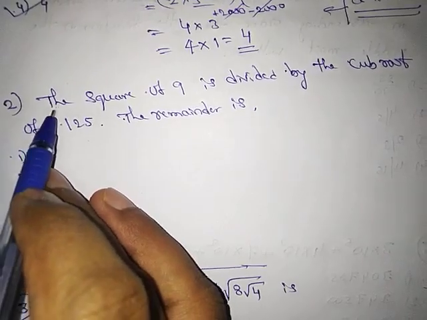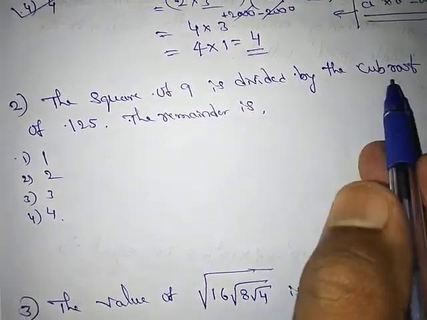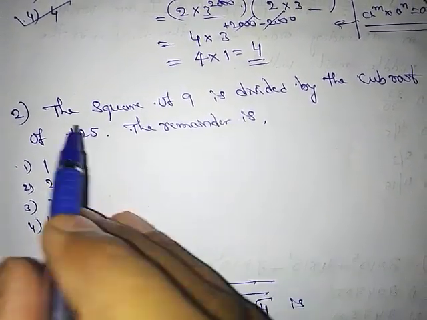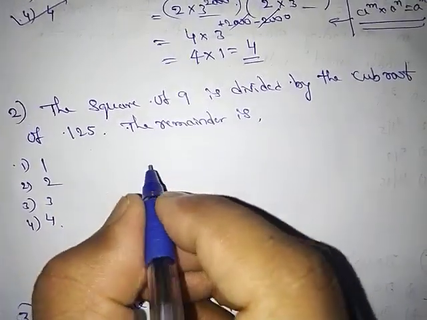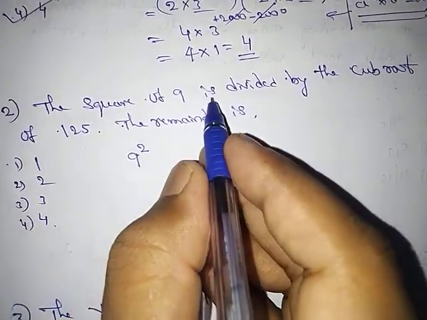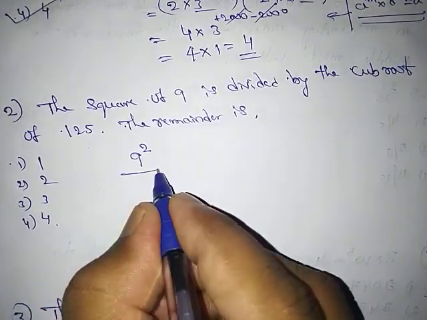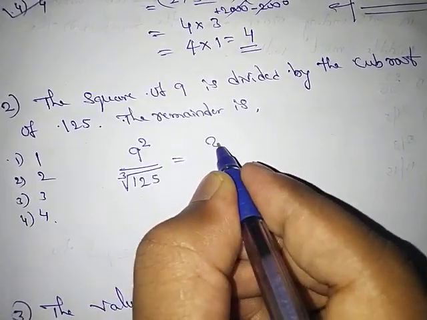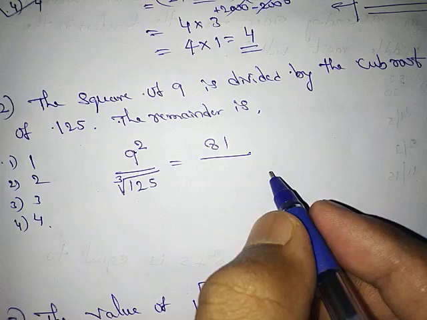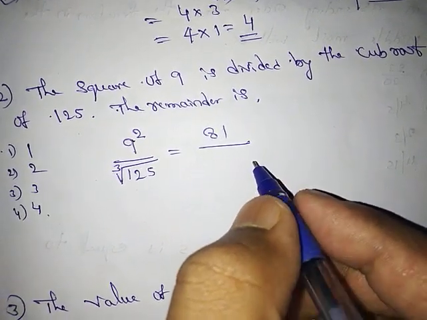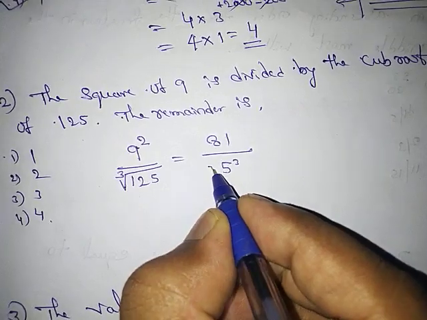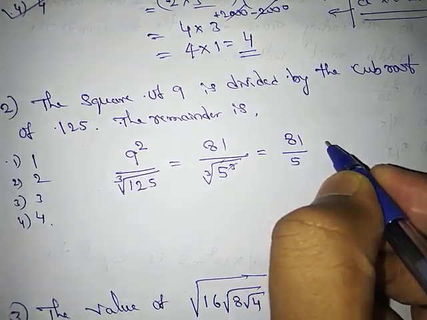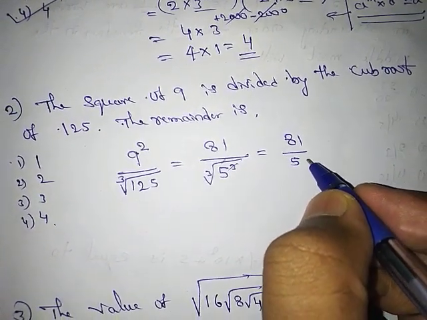Here is the problem. The square of 9 is divided by the cube root of 125. The remainder is asked. The square of 9, that means 9 square, is easy, and it is divided by the cube root of 125. 9 9s are 81. Cube root of 125 means what? You know that, tell me. Yes, 5 to the power of 3 we can write, that means the cube root and the cube cancel, so 81 by 5, so that is the answer.